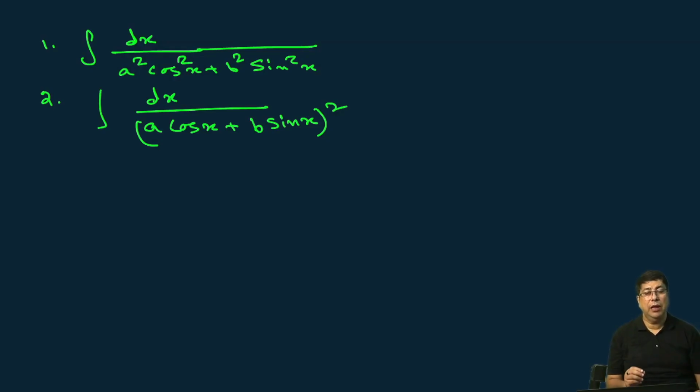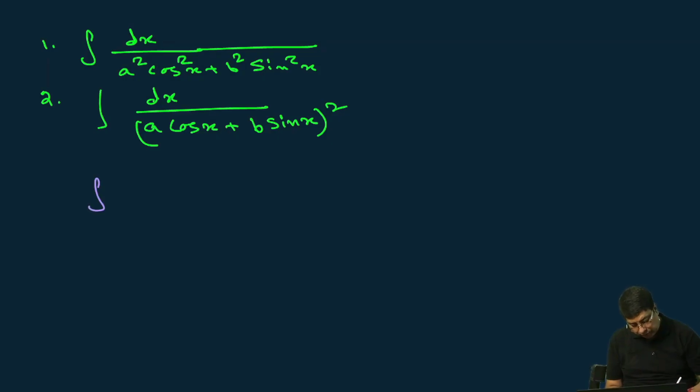So whenever any integral is in the form of dx by a square cos square x plus b square sin square x, or degree 2 in terms of whole square, we have to multiply sec square x in the numerator and denominator, and take tan x as t. That should be our target. For example, I am showing you one particular example.